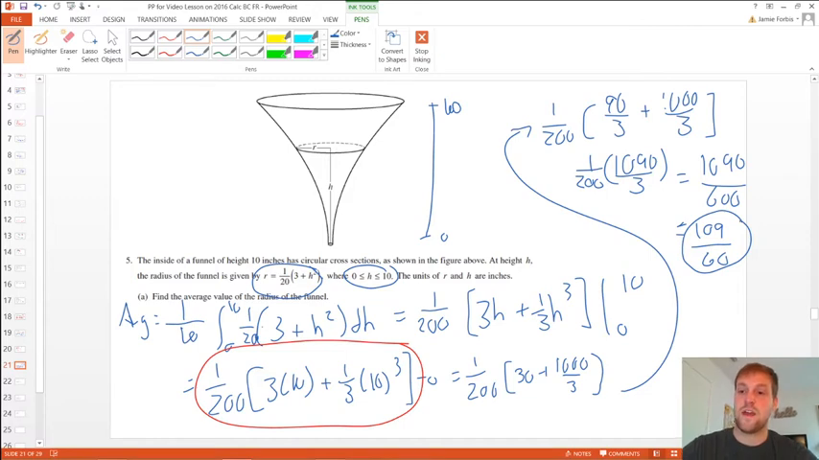109 over 60, and then that is inches because we are finding the average value. But again, what I circled in red, I'm sure you can leave it that way and just say inches at the end, and you'll be all right. But average value, we know that it's a formula. We are all good there.